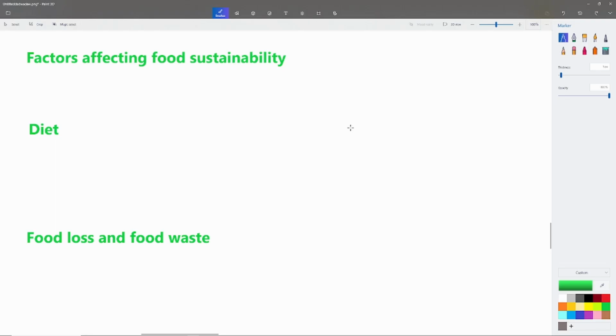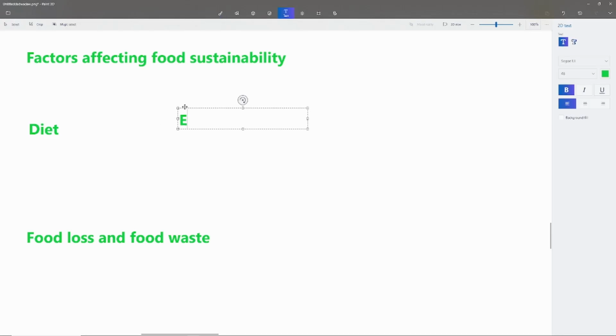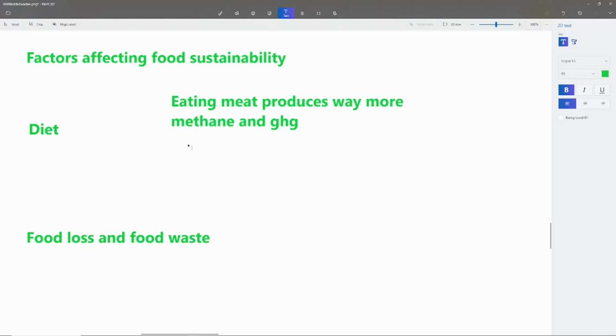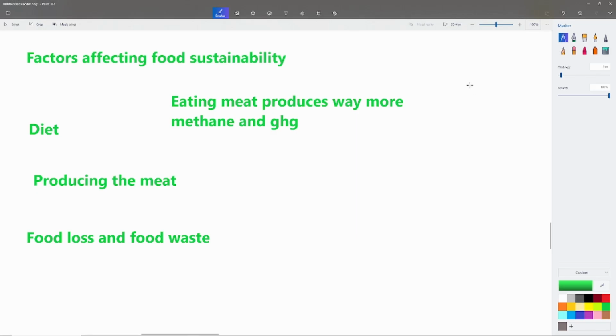One of the biggest factors of food sustainability is actually the diet that people consume, as a lot of people know that eating meat produces way more methane and GHG. The reason why eating meat produces way more methane and GHG is because producing the meat actually requires a lot of minerals as well. If you start to think about it, when you feed your cows, in that sense, it actually releases a lot of GHG as well, as they emit methane as well. And then being on a more vegetarian type diet is actually way more sustainable.